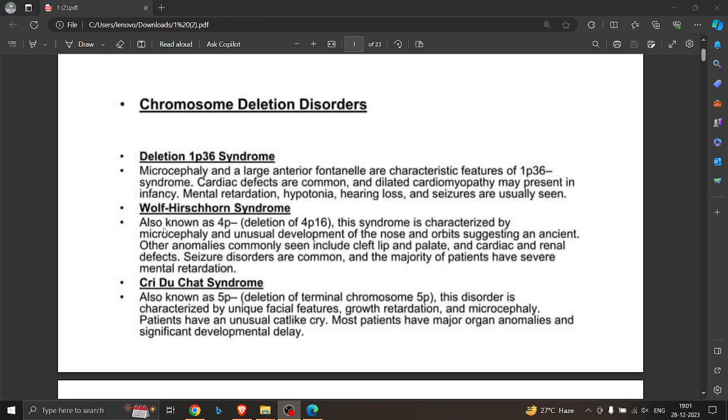Next one is Wolf-Hirschhorn syndrome, also known as 4p deletion, a chromosomal deletion disorder. This syndrome is characterized by microcephaly, an unusual development of the nose and orbits, and other abnormalities commonly seen, including cleft lip. That means a cleft will be seen in the lips, cardiac and renal defects will be seen, and some mental retardation is also seen in this syndrome.